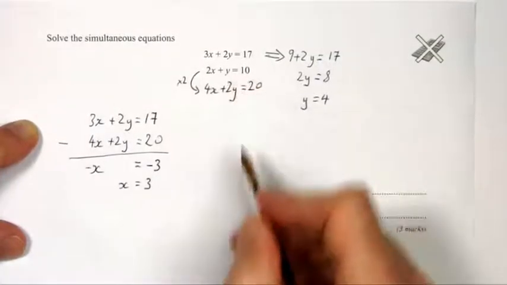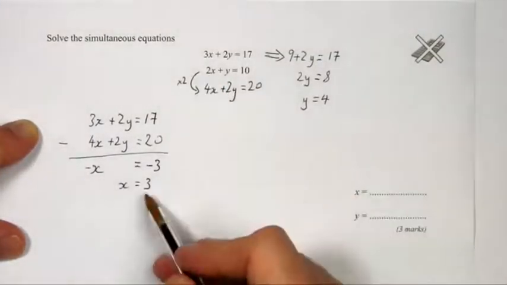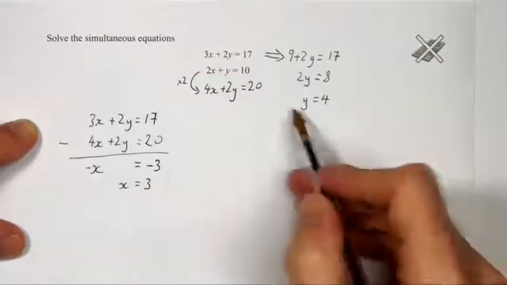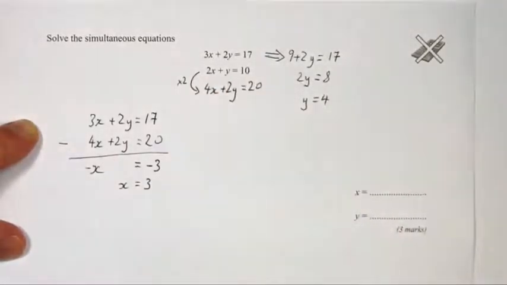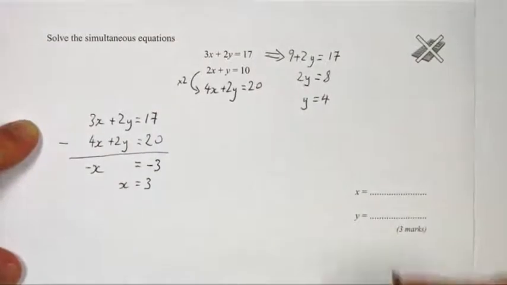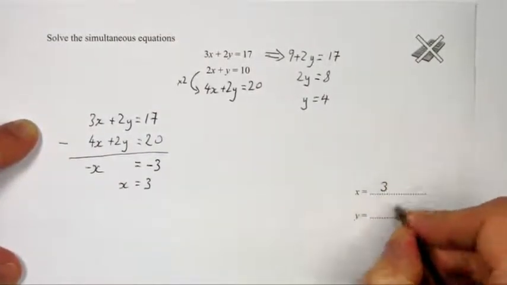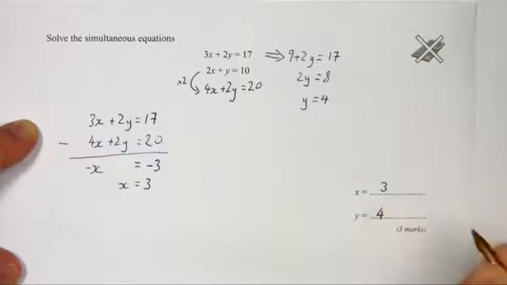Okay, so I think I've got both solutions, but I'm going to check them by putting them into the other equation. Okay, so 2x, well that's 2 times 3, which is 6, plus y, which is 4. 6 plus 4 equals 10. So I'm happy with my solutions. Okay, so x equals 3, y equals 4.